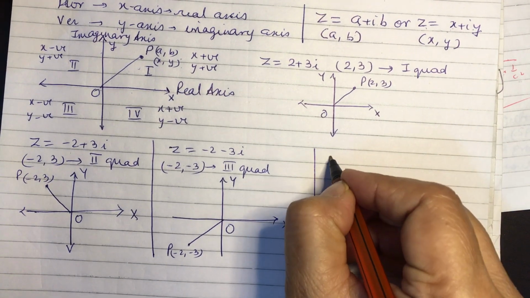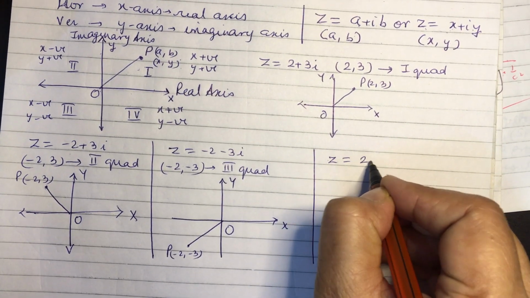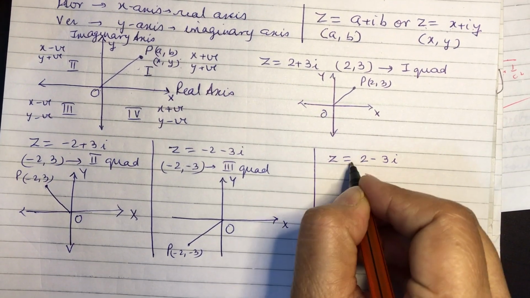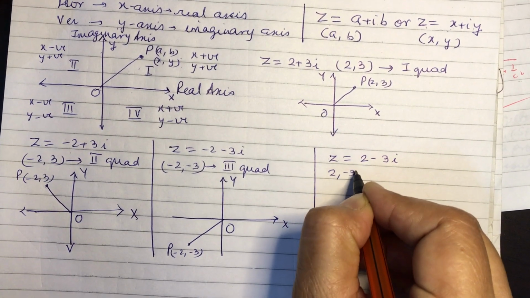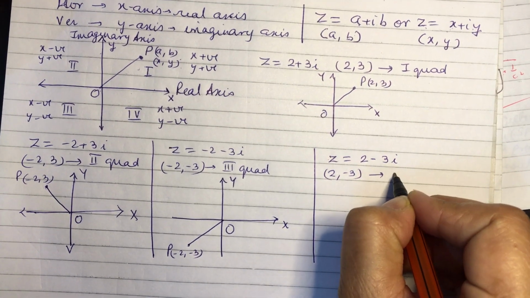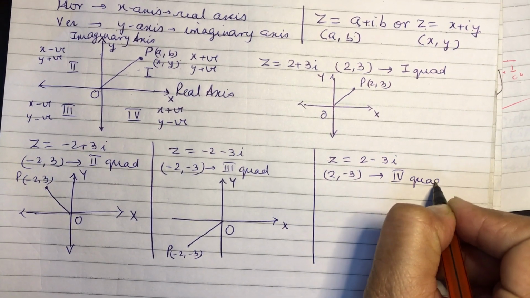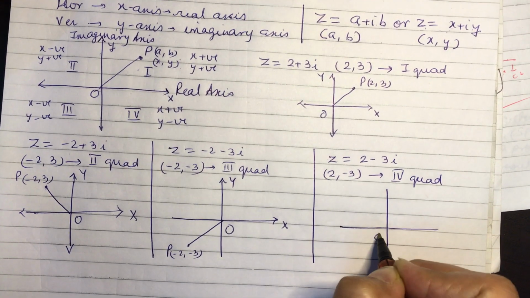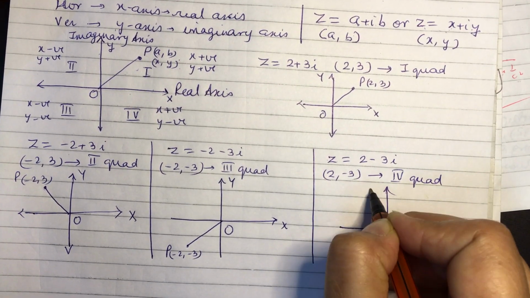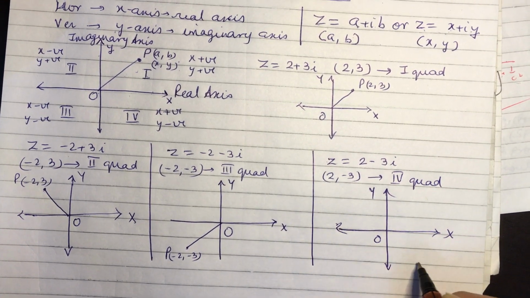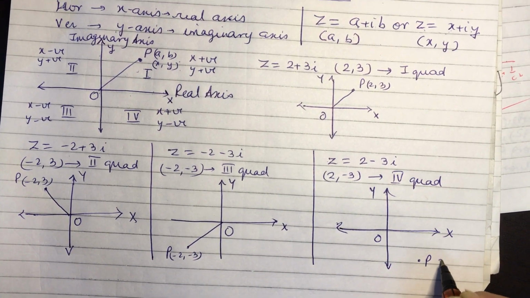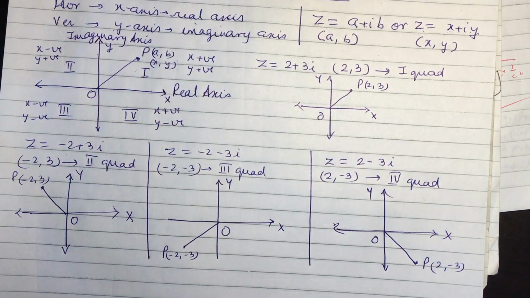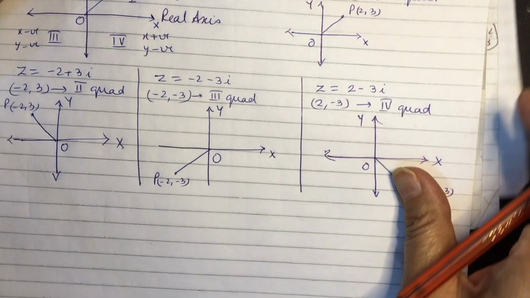And the fourth quadrant, suppose z is somewhat like 2 minus 3i. So, the ordered pair corresponding to it would be 2 comma minus 3, which belongs to the fourth quadrant, and the Argand diagram would be somewhat like this. This is origin, this is x axis, this is y axis, this is the point which would be 2 comma minus 3, and you join it like this, and this is the corresponding Argand plane.